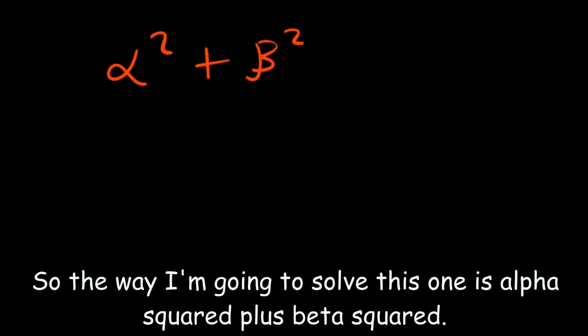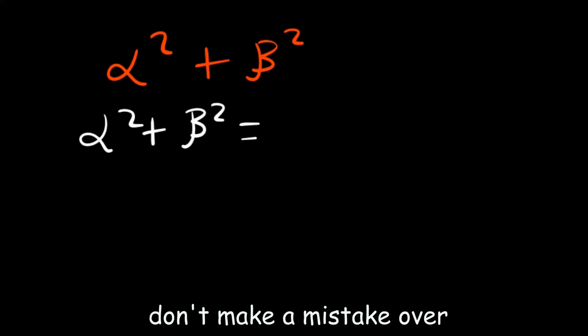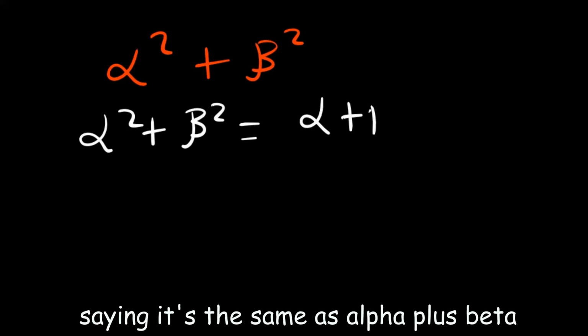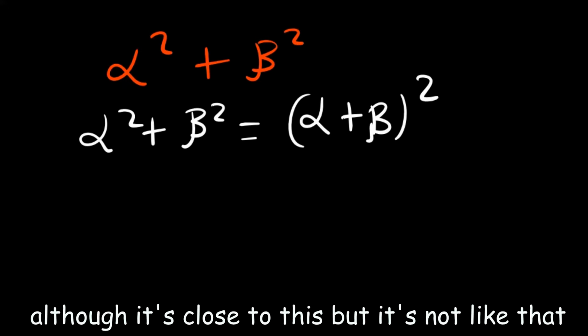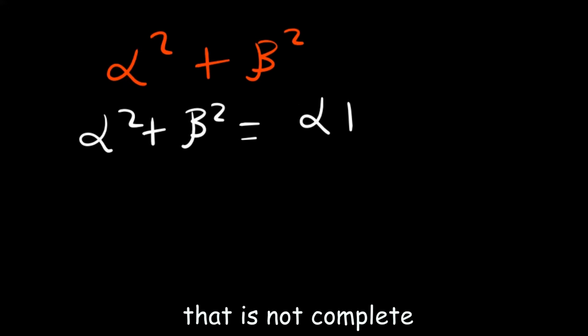Okay, then sometimes when you're solving alpha and beta problems, there's this expression that usually surfaces. So if I've got, let me say, alpha squared plus beta squared. So the way I'm going to solve this one is alpha squared plus beta squared. Don't make a mistake of saying it's the same as alpha plus beta, then you square it like that. Although it's close to this, it's not like that. Okay, that is not complete.